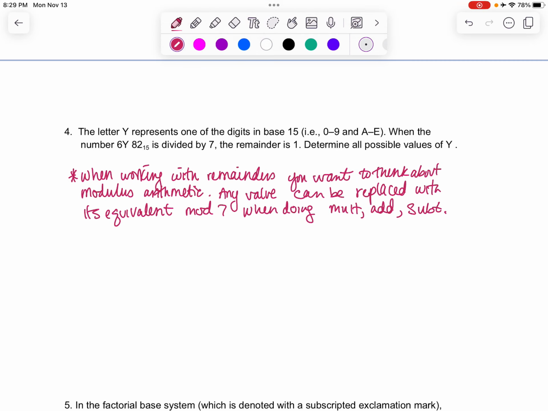For the next couple problems in this problem set for number bases part 2, I decided to cut the video in half so it wouldn't be too long.